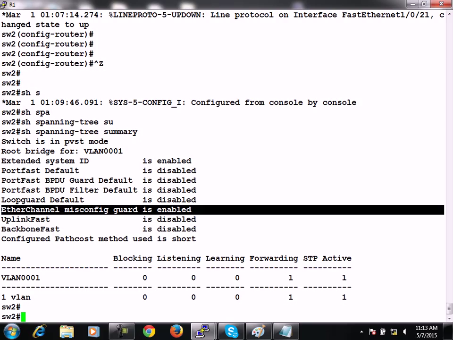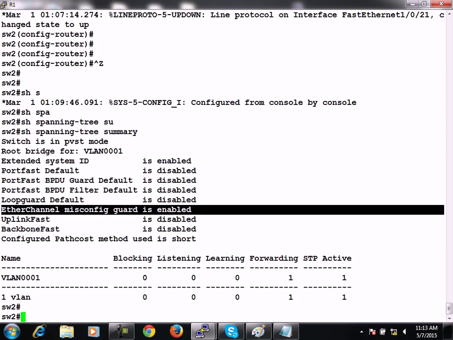Did I configure this switch to? That's why I said that by default this feature is enabled. Now the question is, what is the use of it? See, what happens is that if you have done some misconfiguration related to EtherChannel, then STP can put your trunk ports into error disabled state.